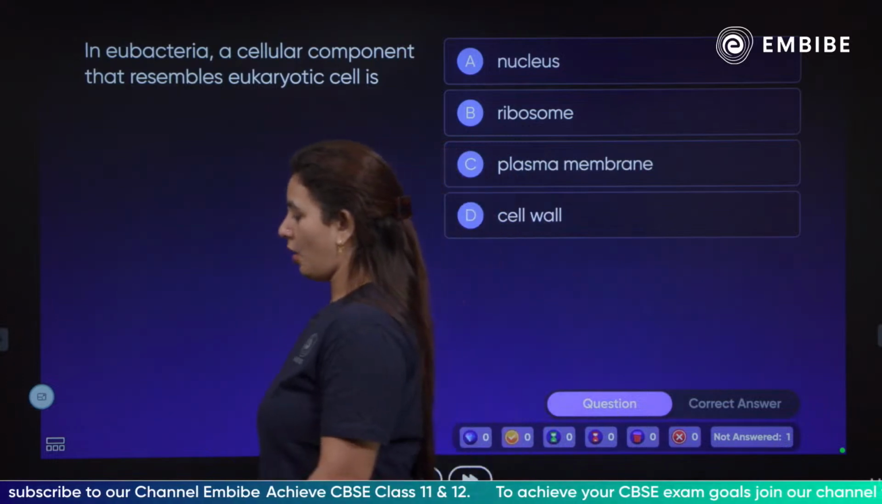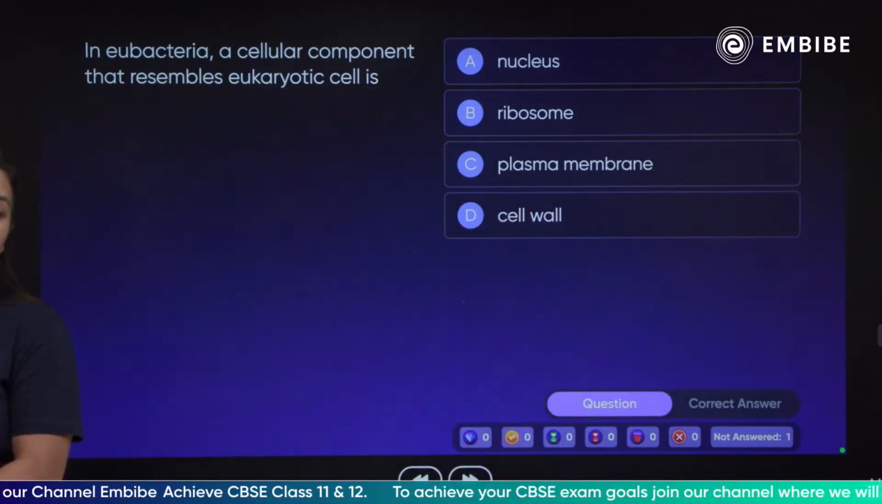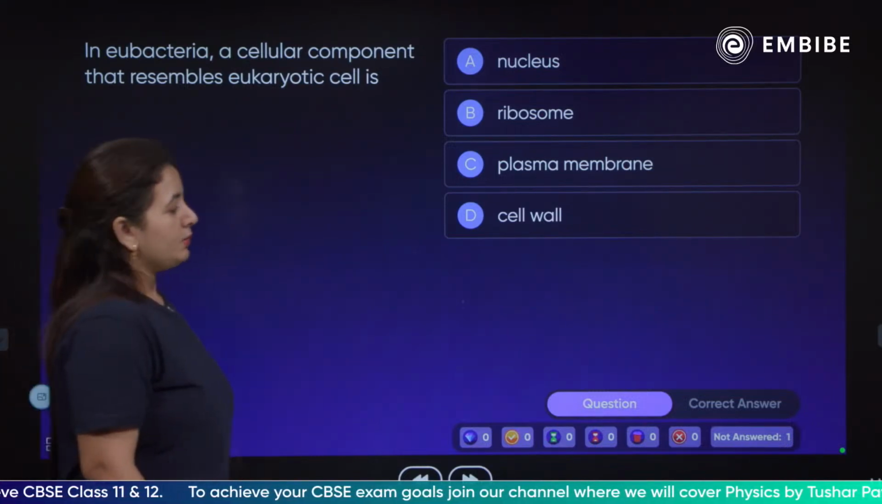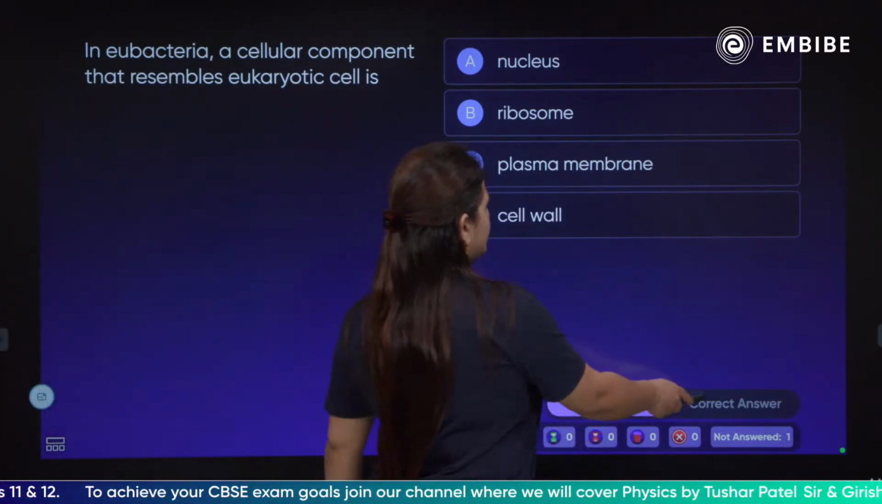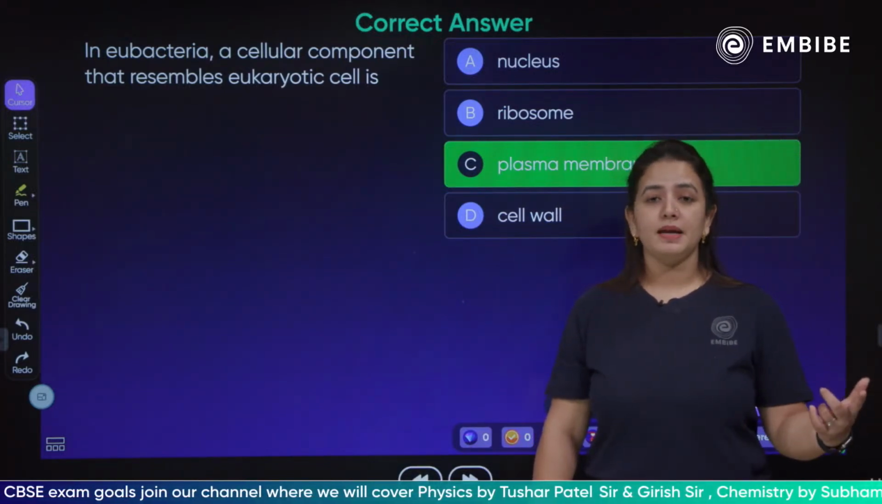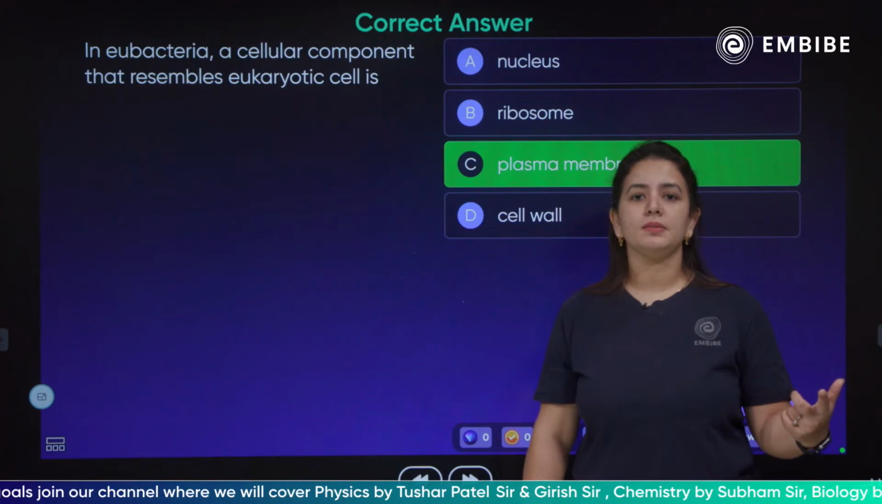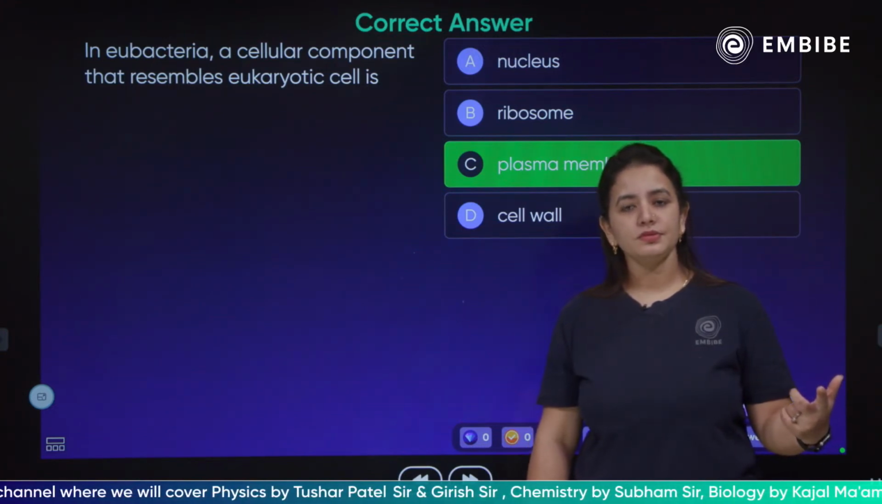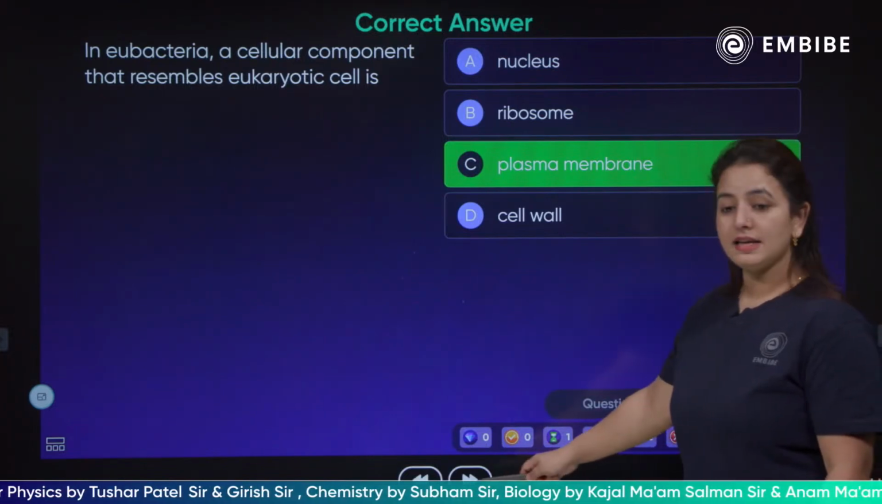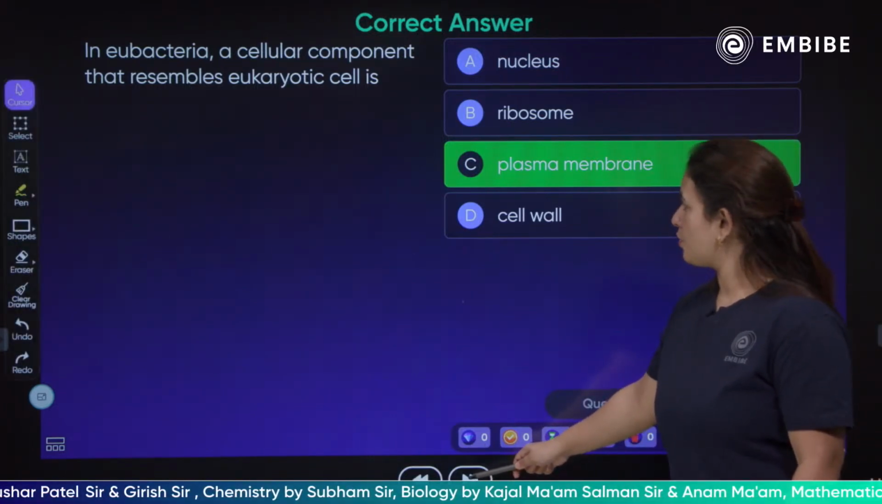What do you think is a common component of a typical eukaryotic cell and eubacteria? Of course, children, very simple: the plasma membrane. The plasma membrane is something which is very much common between the eubacteria and the eukaryotic cell. Okay.